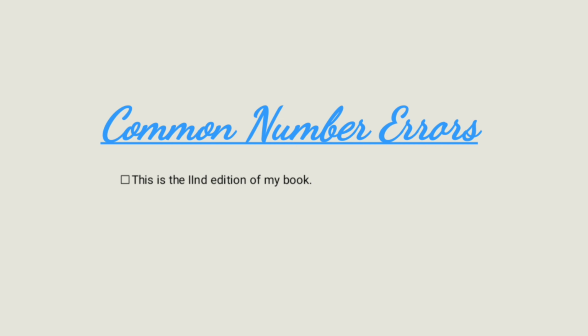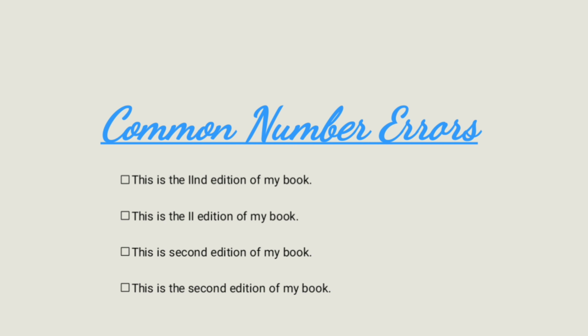Okay, the very first sentence is written over here: This is the second edition of my book. Here are four sentences, and you have to tell which sentence out of four is correct. Got it? The first sentence is: This is the 2nd edition of my book. The second: This is the II nd edition of my book. The third: This is second edition of my book. The fourth: This is the second edition of my book. Okay, let us discuss.